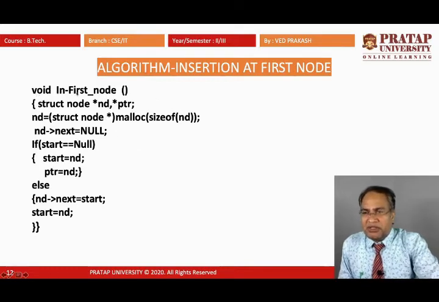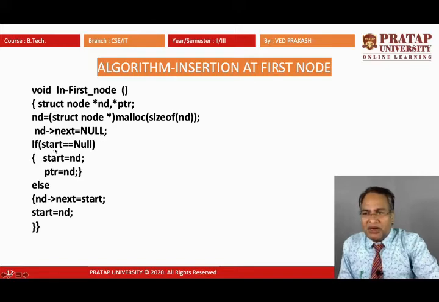This is the process of insertion at the first node. Here we take two pointers: ND denotes the newly created node, and PTR is used to process the elements of the linked list. Using ND, first we have to create the new node. As we create the new node, we set the new node's next pointer, and it is denoted by null.